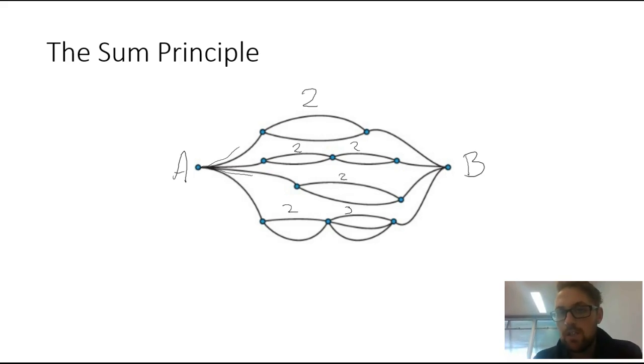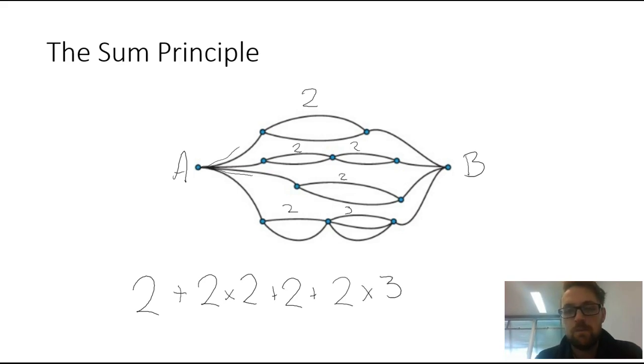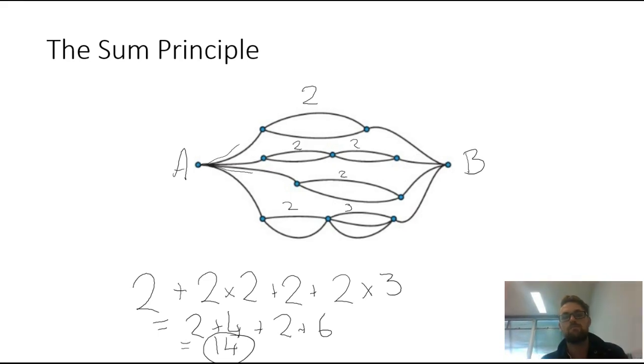So the way we work out the total number of paths we could take from A to B is the top path is 2, plus the second path, which we'll use the product rule to multiply, 2 times 2. Then we add the next one, which is just 2 again, and then add the bottom path, 2 multiplied by 3. So we get 2 plus 2 times 2 is 4, plus 2, plus 6. So that's a total of 14 paths, and that is the sum principle.